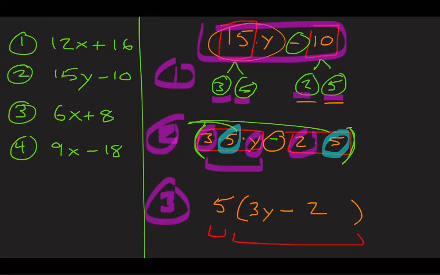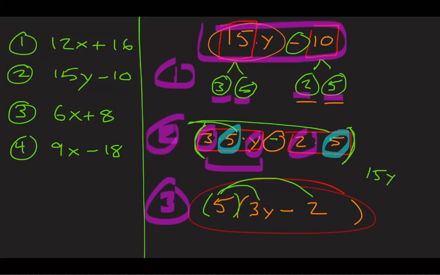And again, if you want to, you can put this in parentheses. They don't need to be there, but you can. So there's our answer. Again, you can double check by remultiplying them back together. So distributing 5 times 3y would be 15y. 5 times negative 2 would be negative 10. 15y minus 10 is what we started with, so that looks good.